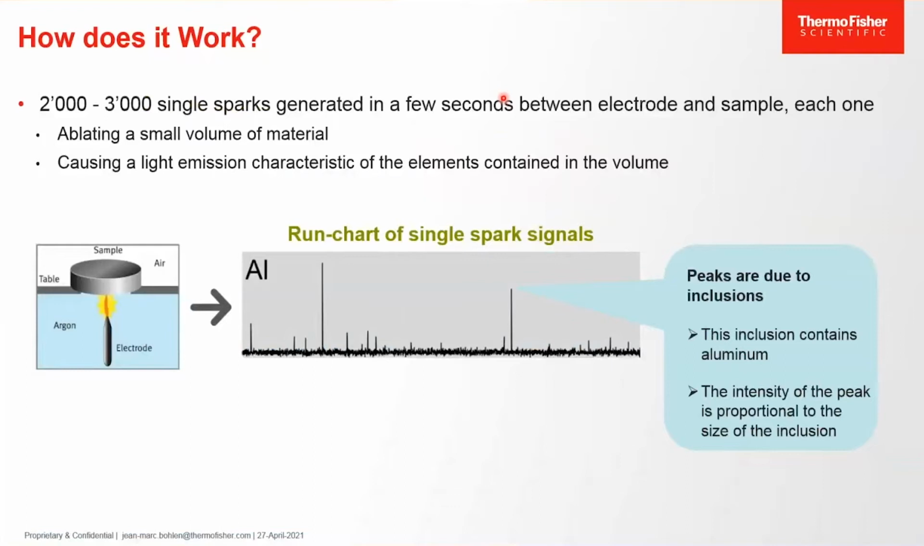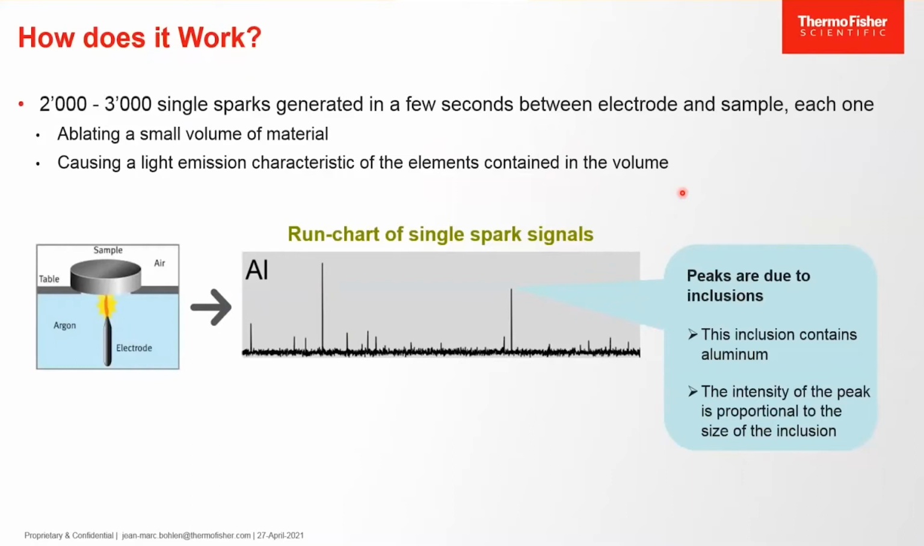To understand the principles of the inclusion analysis, the single spark signals are represented in run charts, with intensity on the vertical axis and number of the single spark on the horizontal axis. Here is an example of an aluminum run chart. On this chart, the peaks are the signals due to the inclusion. You see here different peaks obtained with different single sparks.